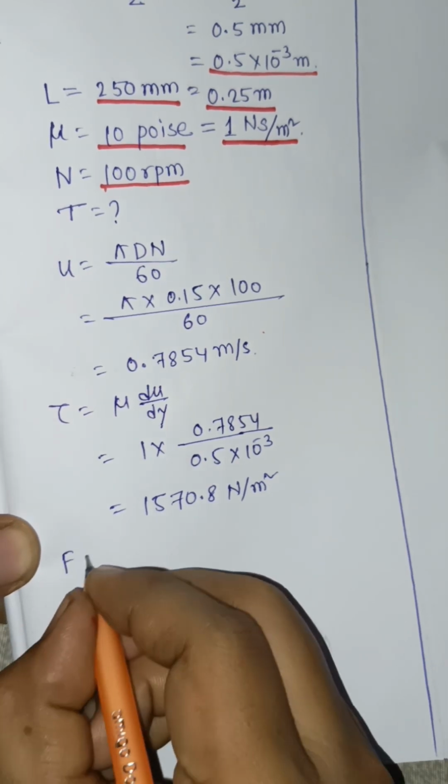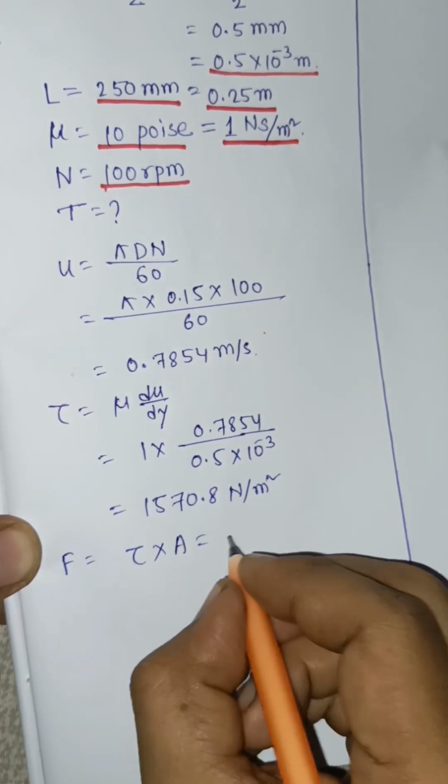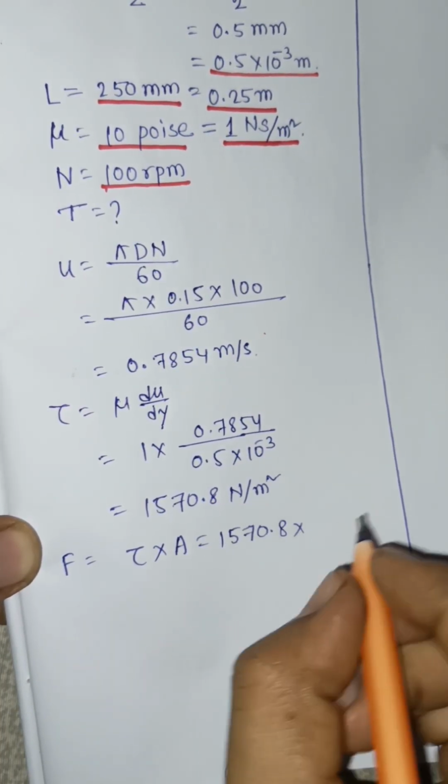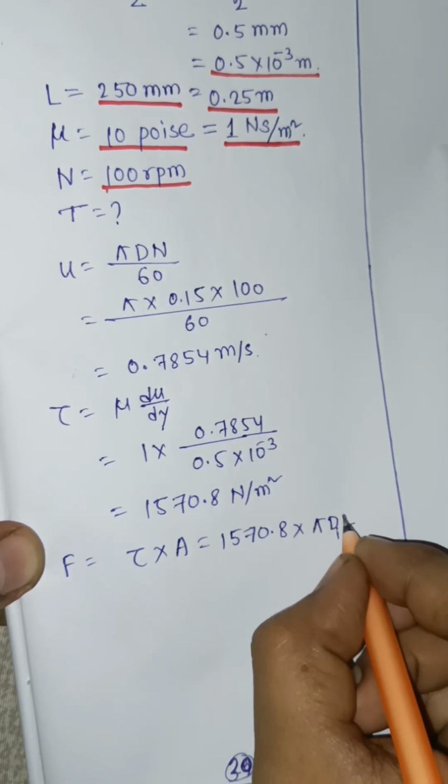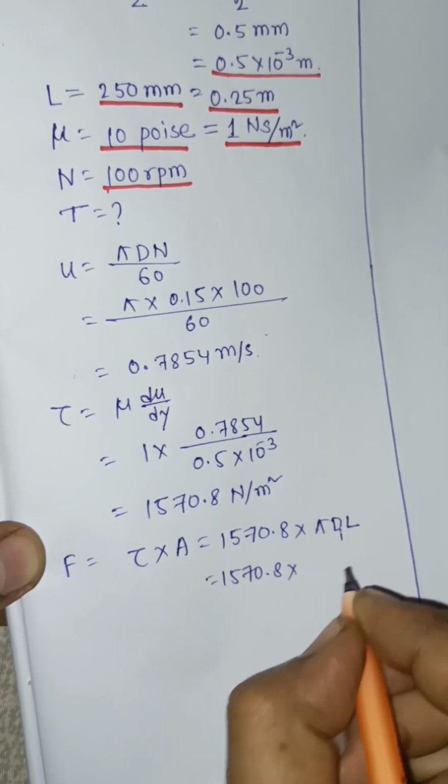Now if you want to calculate the force, that is equal to torque, so shear stress into area. What is the value of shear stress? 1570.8. And what is the value of area? Area will be pi into d into L, d is the inner diameter into length of the cylinder. So 1570.8 into pi, what is the inner diameter?